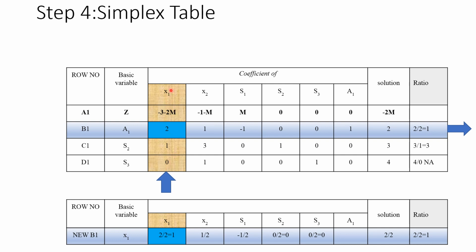Okay, now what about key row? So solution divided by that key column means this 2 value divided by 2, so it will be 1, that 3 value divided by 1, so it will be 3, and 4 value divided by 0, it will be infinity, which is not applicable. Okay, so minimum positive number from this is 1, so it will be your key row. Where your key row and key column coincide, this will be your key element.